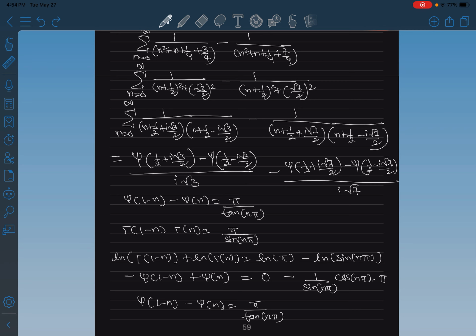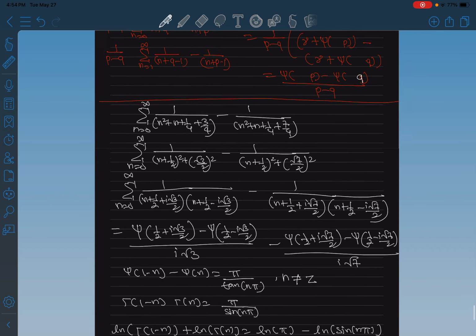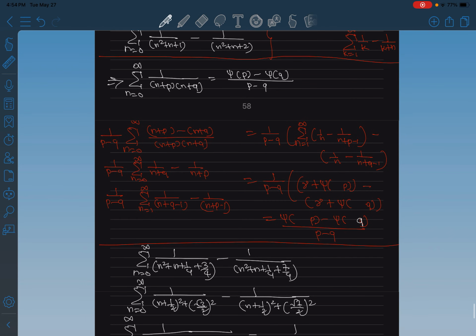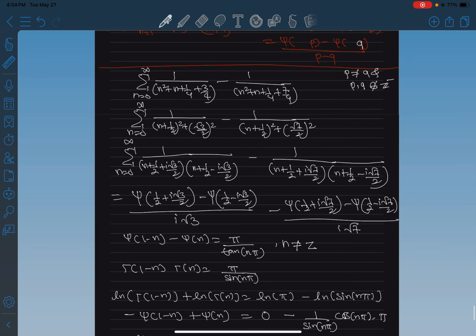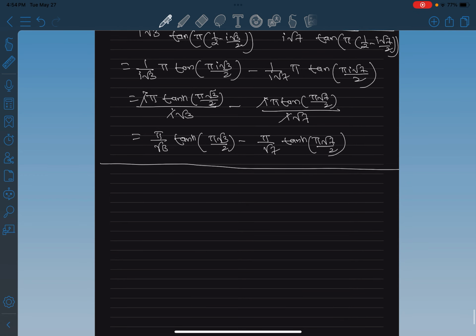Also, definitely there are some restrictions, right? So this formula only works if n is not an integer, right? Again, this formula only works if p is not equal to q and p, q are not negative integers. So there are some restrictions which I did not write, but we need to be careful about that too. And so that was the solution. That's how you can solve this problem.